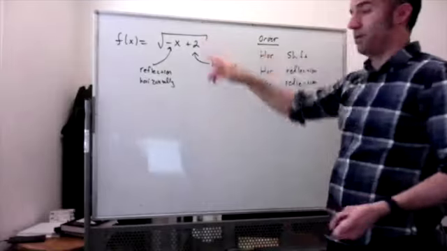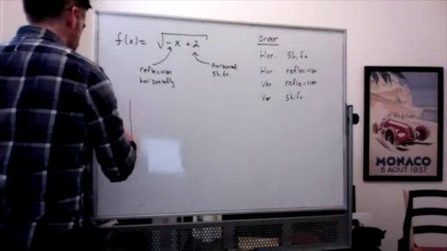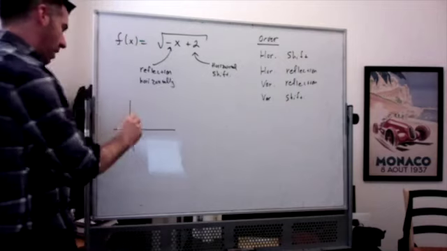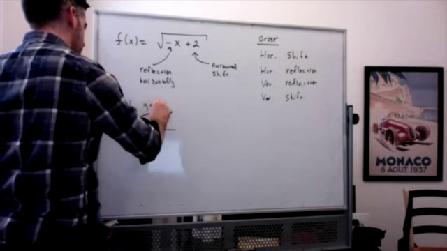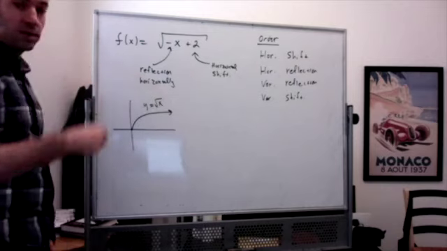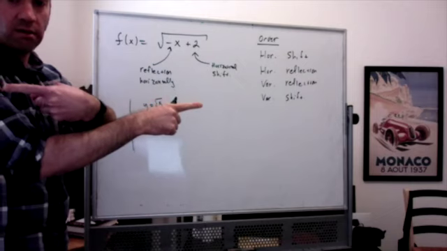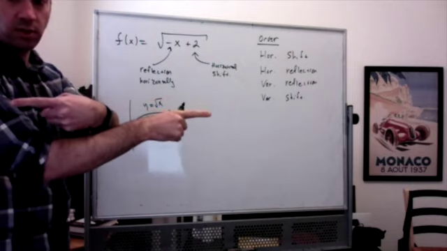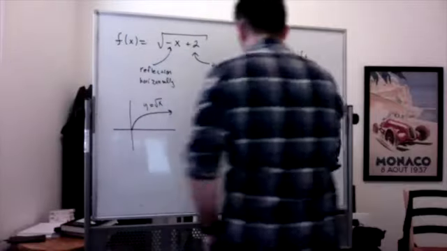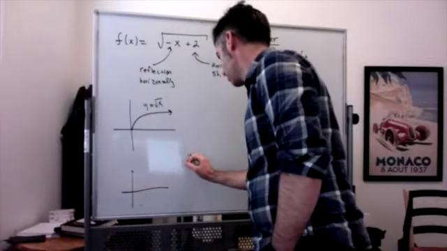So back to this one. Here's how we're going to do this one. We're going to take the parent graph of the square root of x. We're going to horizontally shift it which way? 2 to the, good question, 2 which way? Right?